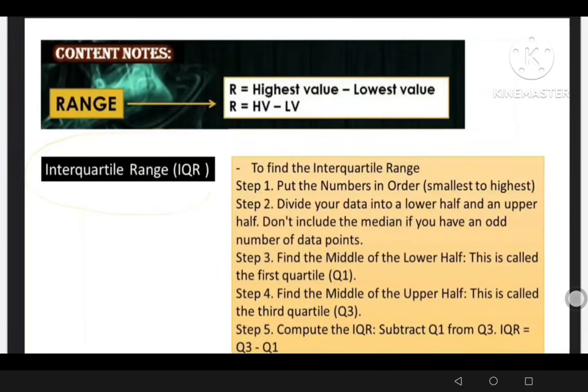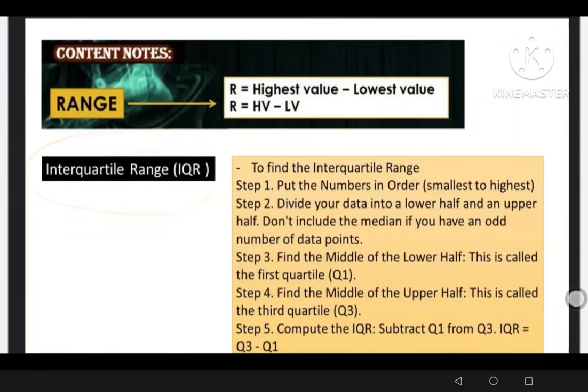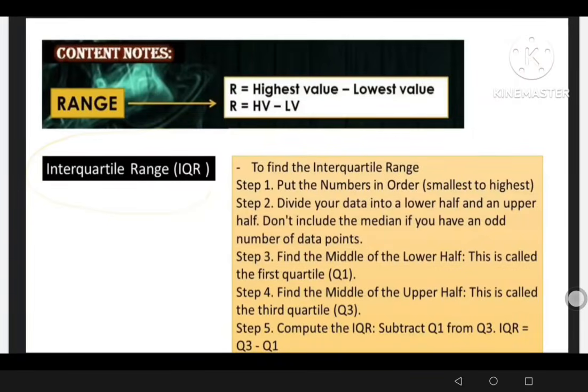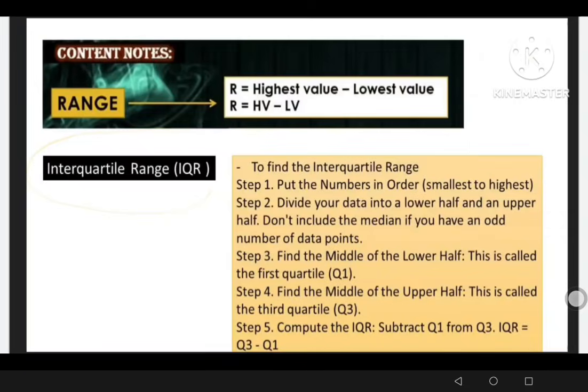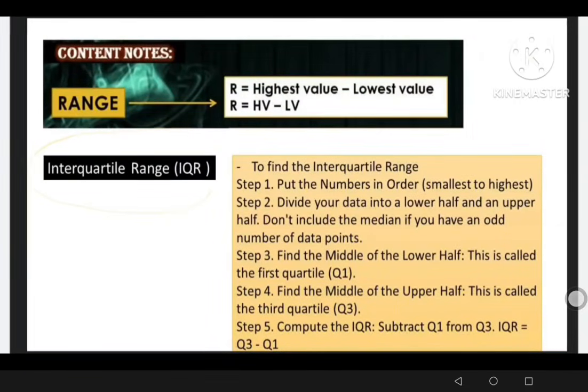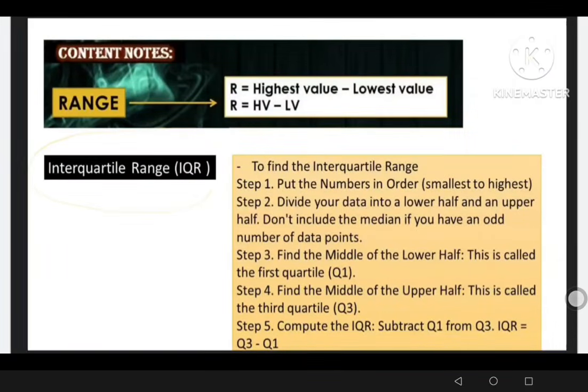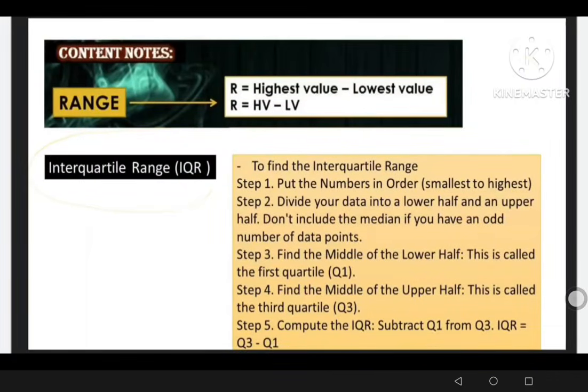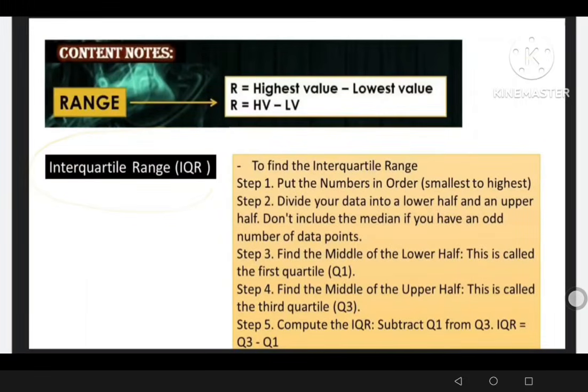Step number 3, find the middle of the lower half. This is called the first quartile, or the Q1. So we're going to do that process later. Step number 4, we're going to find the middle of the upper half. This is called the third quartile, or the Q3. So we're going to find that later also. And the last step is we're going to compute the IQR. In computing the IQR, we need to subtract the Q1 from Q3. So the formula is IQR is equal to Q3 minus Q1. So that's how to get the interquartile range.